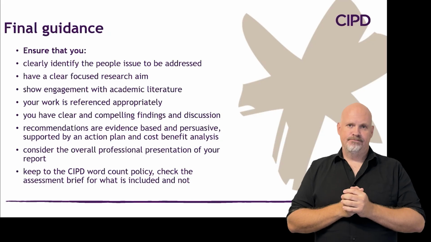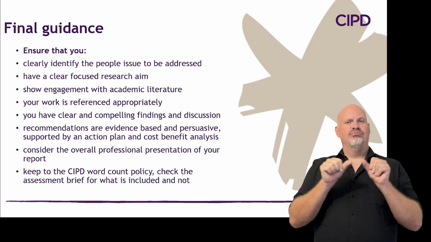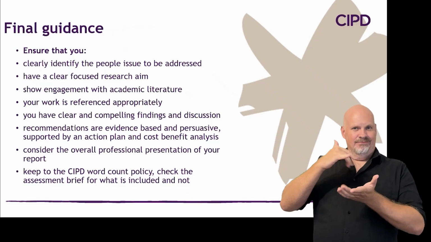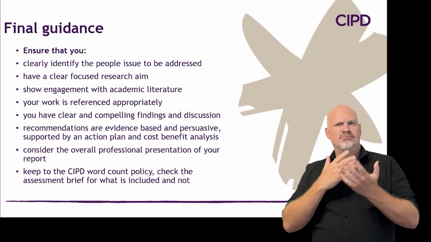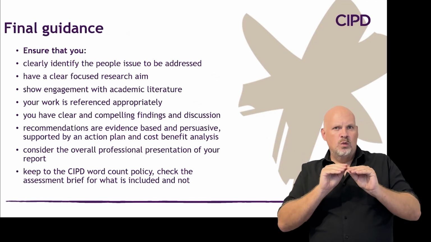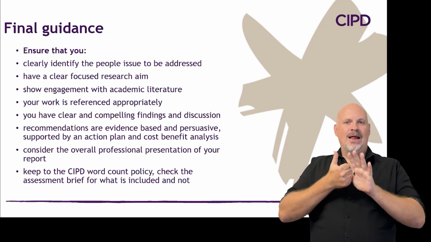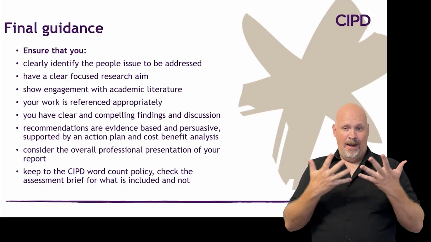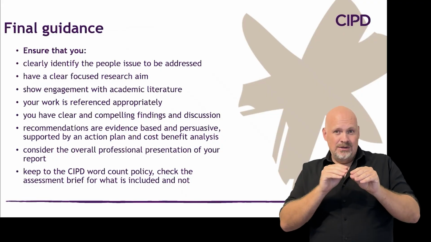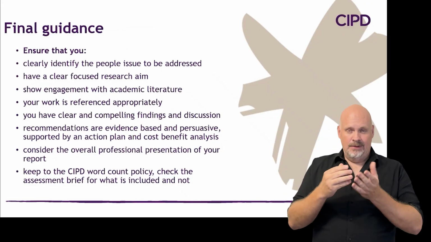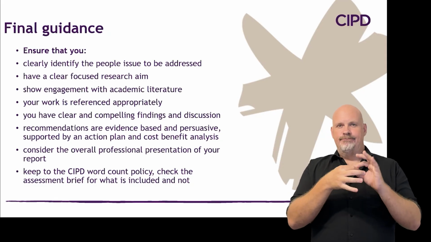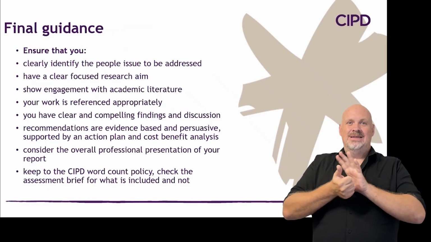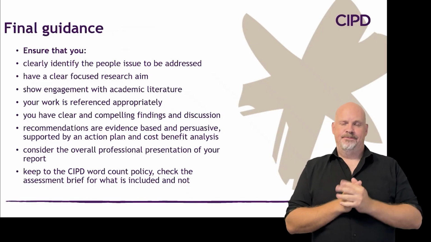So some important things to remember: make sure that you clearly identify that you've got a people issue to be addressed within the organisation. Make sure that when you write the research aim, it's clear and very focused, because that really will help steer you through the review of the literature, and then when you come to complete your own research. It's important to really show engagement with academic literature. Make sure that those sources are appropriate sources and they are written by experts in their field. Make sure you're referencing correctly and appropriately.